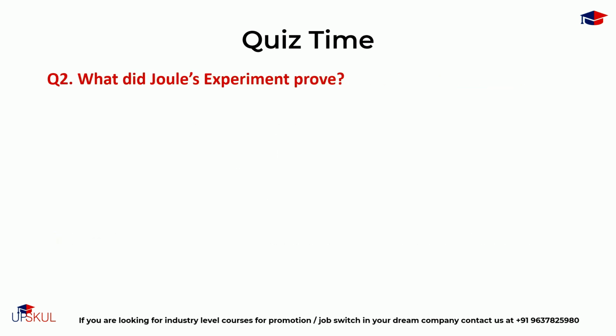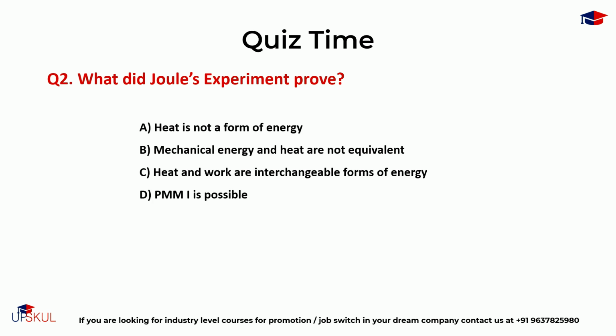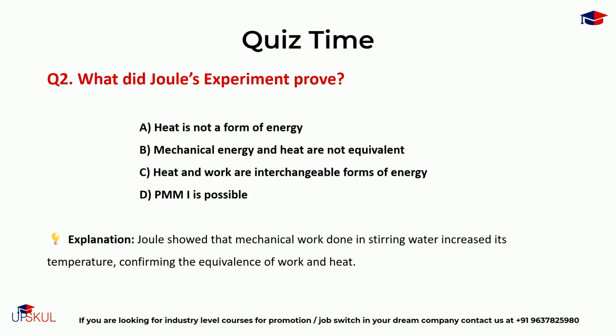A. Heat is not a form of energy. B. Mechanical energy and heat are not equivalent. C. Heat and work are interchangeable forms of energy. And D. PMM1 is possible. Joule showed that mechanical work done in stirring water increased its temperature, confirming the equivalence of work and heat. So the answer is C.